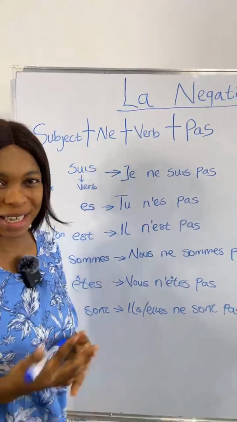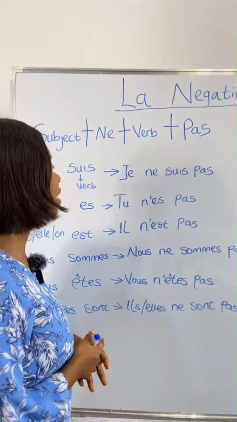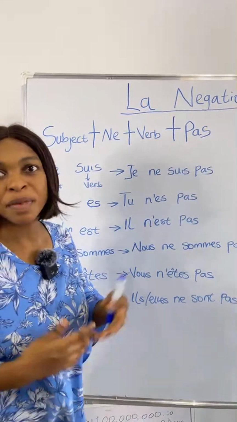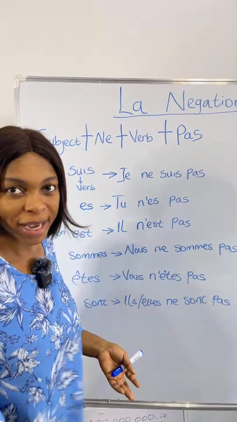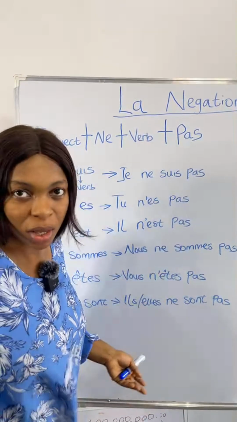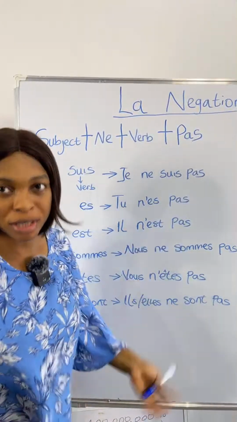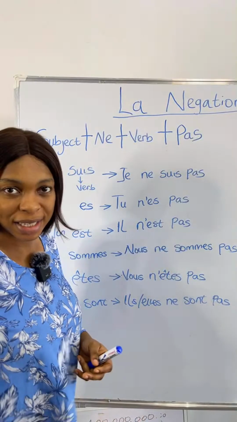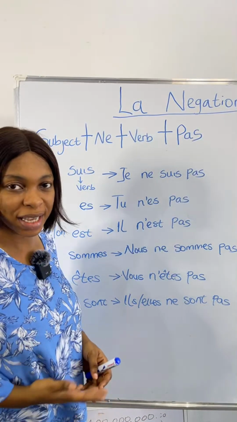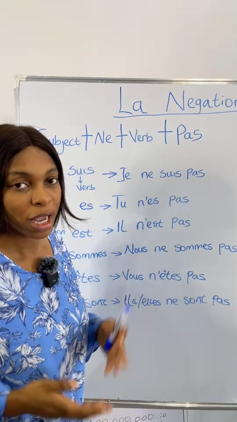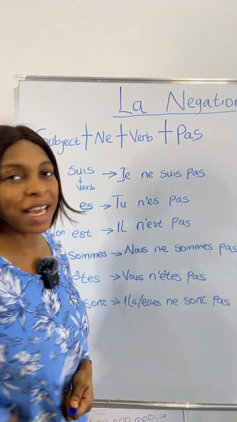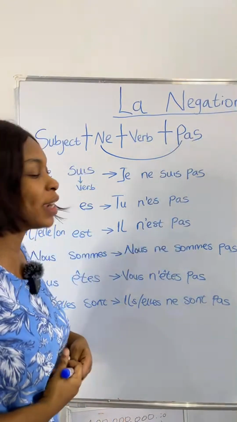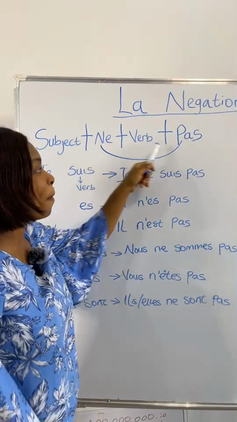So now, what is negation? What do you mean by negation? It's like saying not. For example, I am not a man. I am not a Nigerian, right? I am not in the office. I am not playing. So that is what we generally mean by negating a sentence. That is what negation is all about in French. So the negation in French is ne pas.